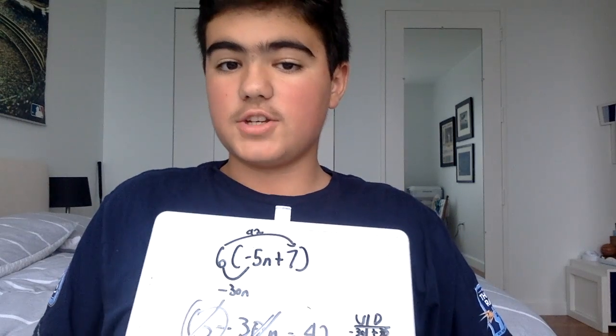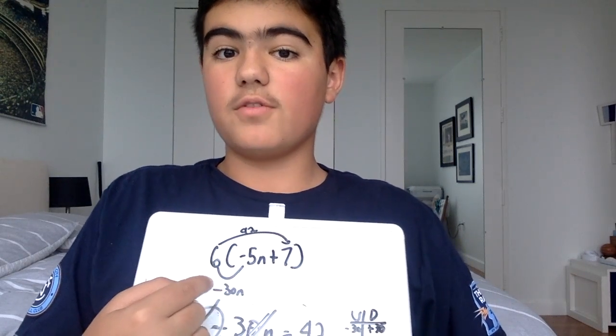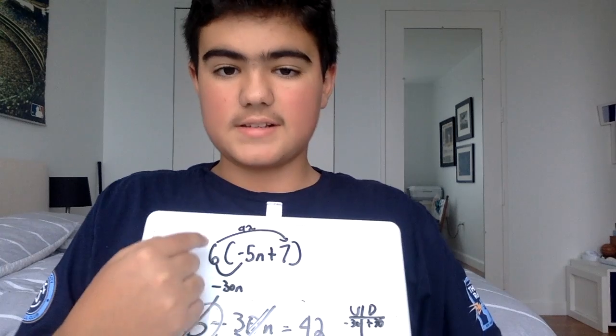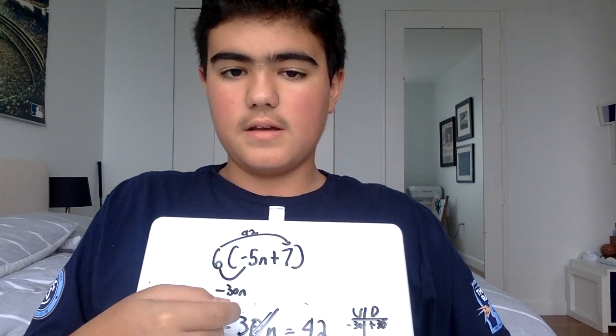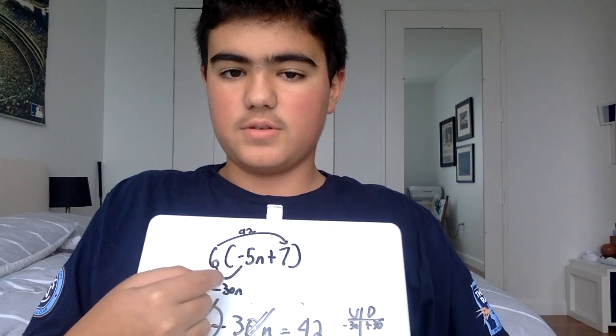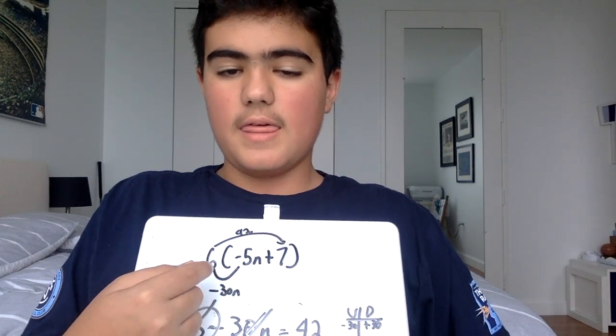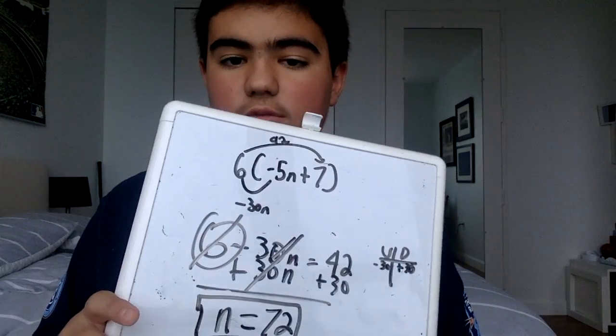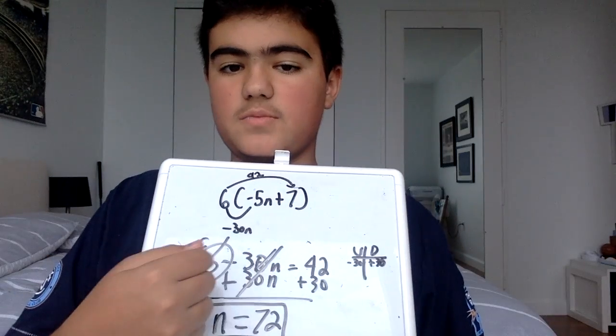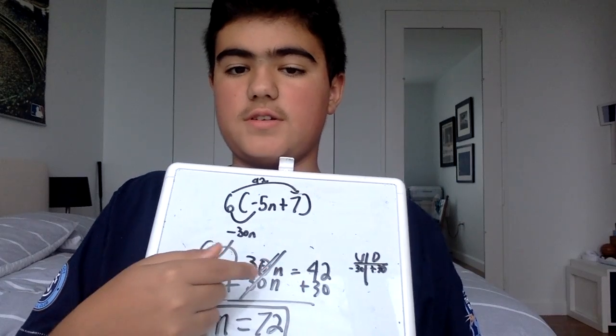Our final equation type is distributive equations. Here's an example. 6 times 5n is 30n, because you distribute it into the parentheses. And then 6 times 7 is 42. And then you have 6 minus 30n equals 42.